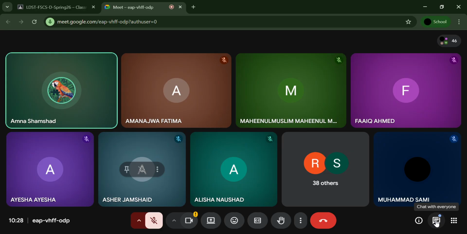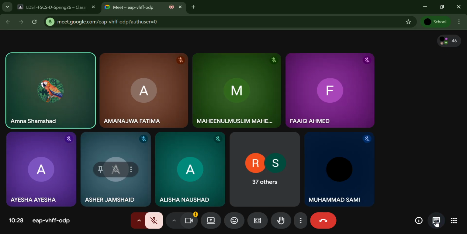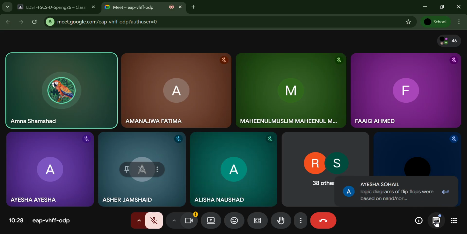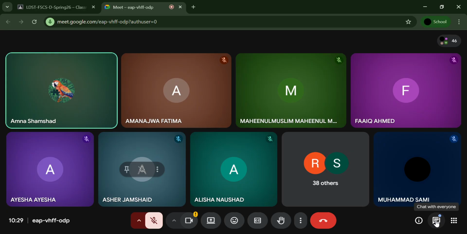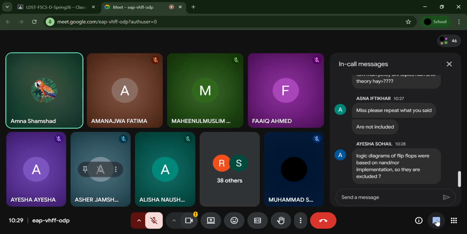Okay, after the latches and flip flops. In latches we have done the simplest one, that is the SR latch, with the NAND and NOR implementation. In flip flops we have covered all four types of flip flop. Yes, Aisha. No, they are included. NAND NOR implementation is basically another topic, and that was before the mid. Okay.